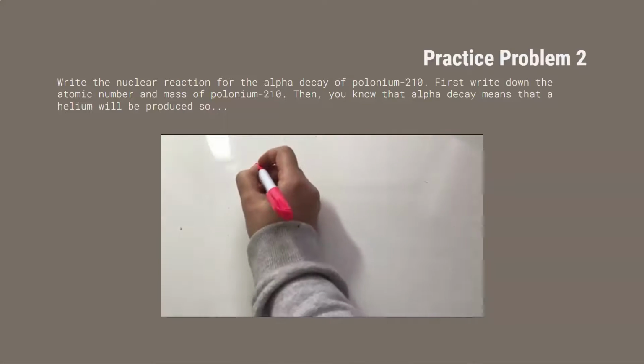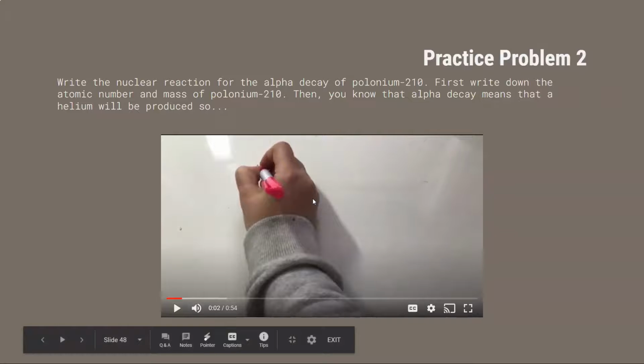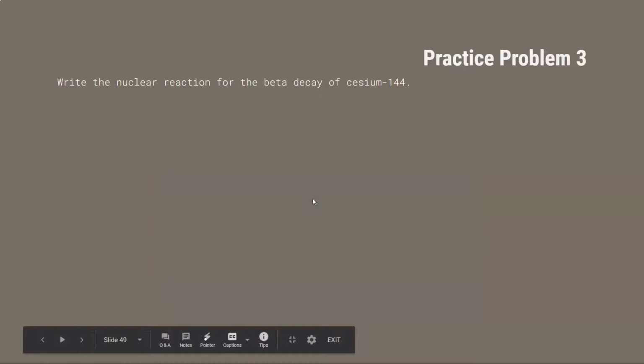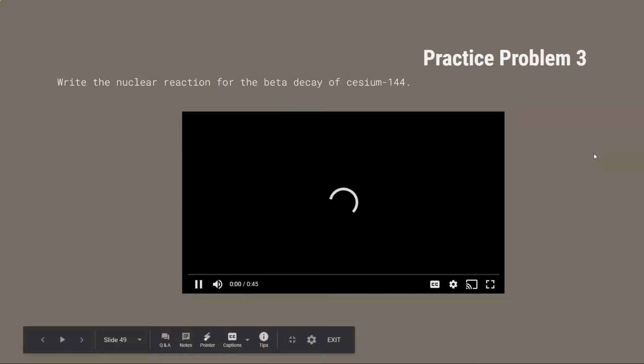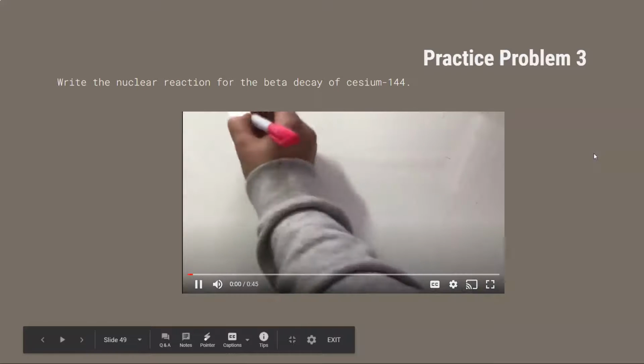So let's do the next practice problem. This one is talking about the nuclear reaction of beta decay. Beta decay is different because beta decay is about losing electrons. So you actually create gamma radiation off of this. We lose, and we're going to create a gamma particle. But for our purposes, we don't need to represent the gamma particle, which I showed you in your book is 0, 0. We're just going to show beta decay. So number 3 says the beta decay of cesium-144.